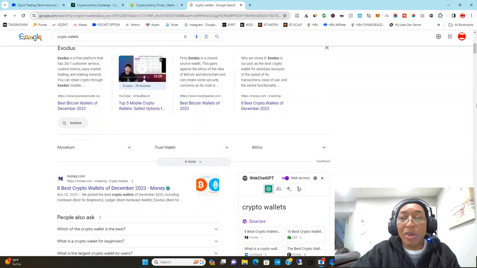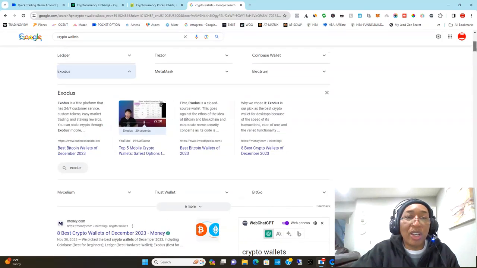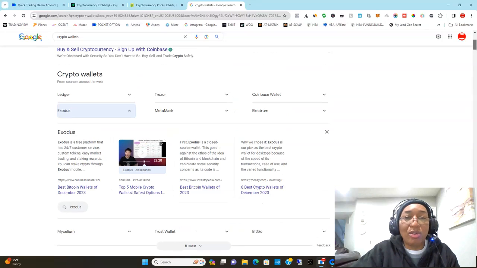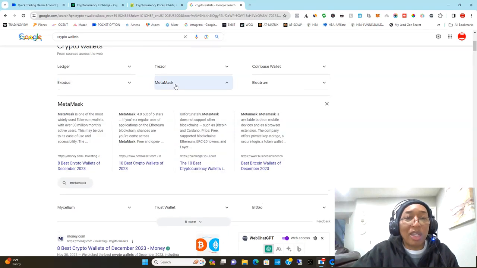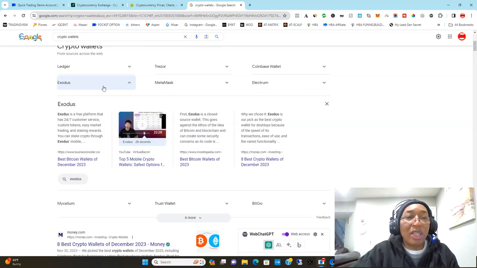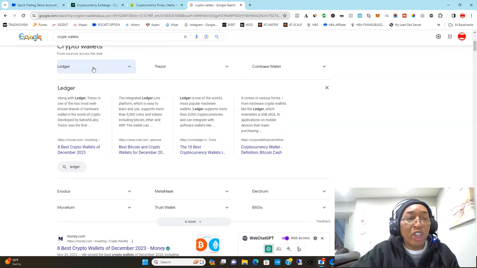We got quite a number. Right now here, I just did a simple Google search, and you can see there's 1, 2, 3, there's 9 of them right here. And these are big names, okay? You can find a lot of information about these. MetaMask has been there for a very, very long time. Similarly, Exodus. Ledger, again, you know about Ledger. Trezor is one of the most well-known brands of hardware wallets, okay?